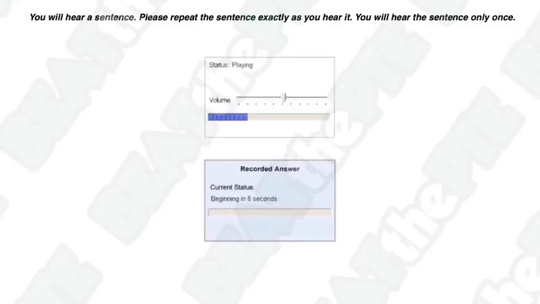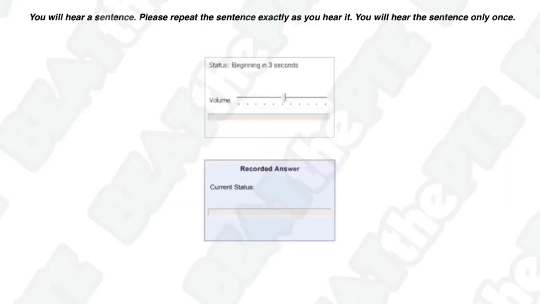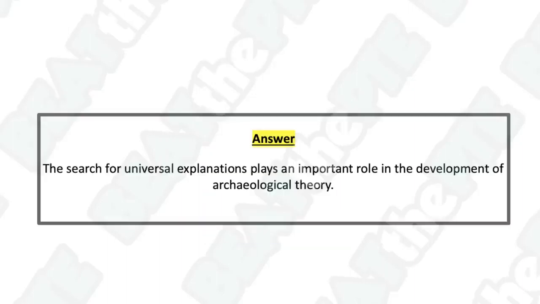His academic supervisor called in to see him last night. The search for universal explanations plays an important role in the development of archaeological theory.